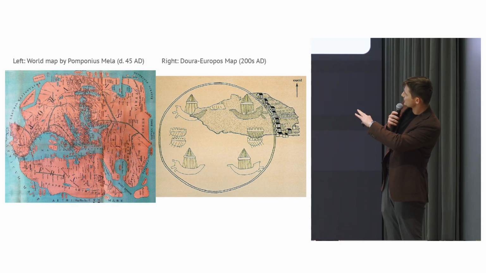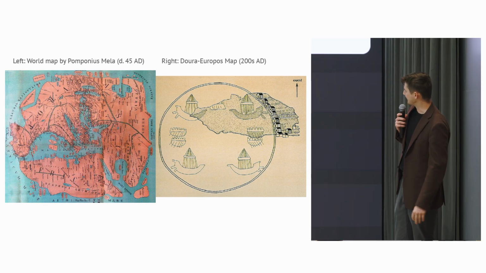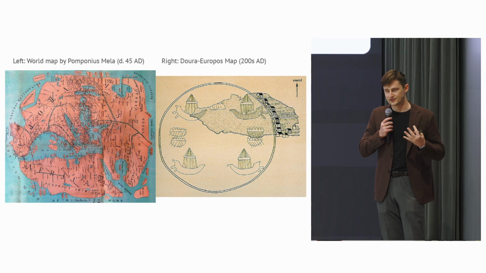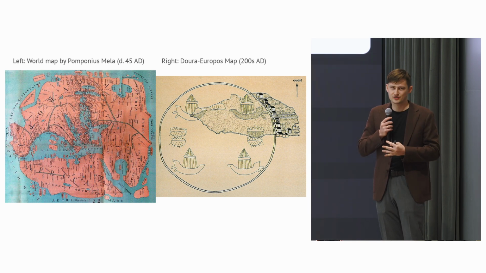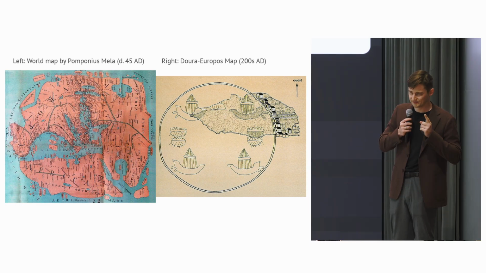Some other examples. This is a world map from the first century. And again, it's easy for us in our modern ways to think, oh, they just weren't that good at measurement. They just didn't have the technology to create good maps. But that's not true. They literally did.